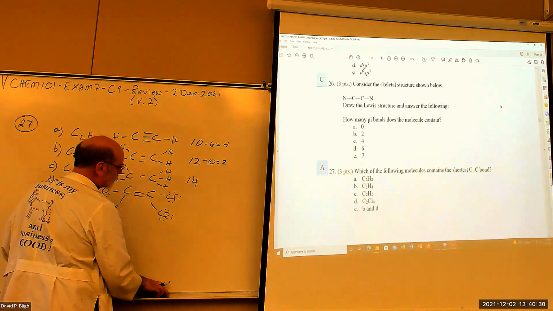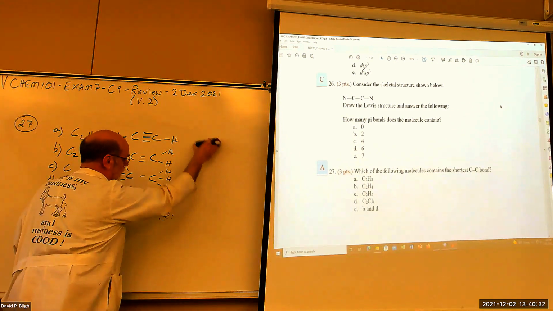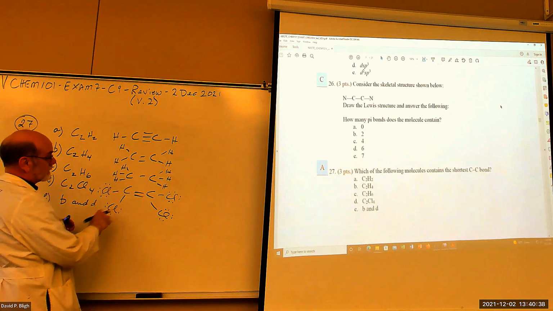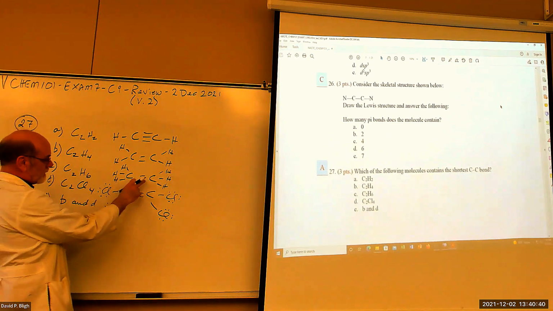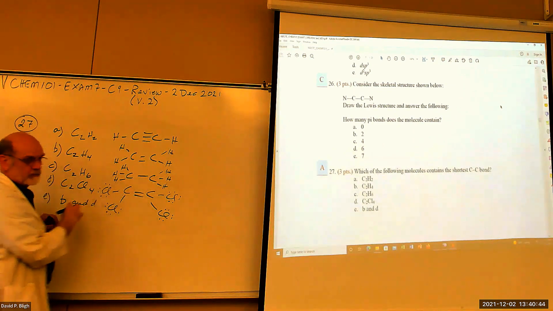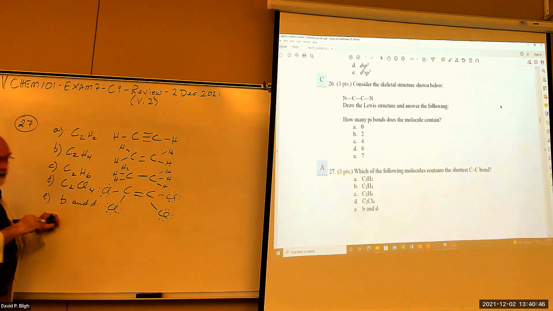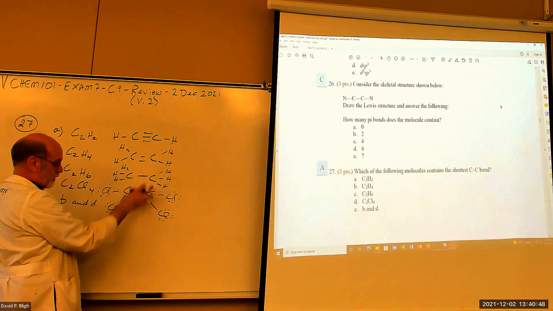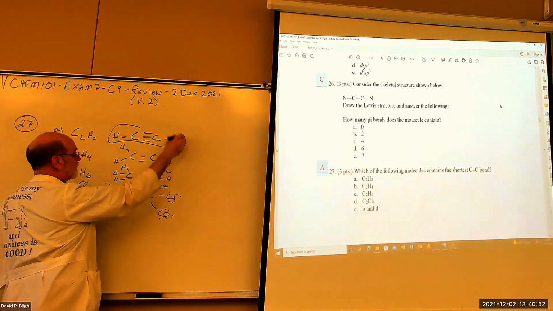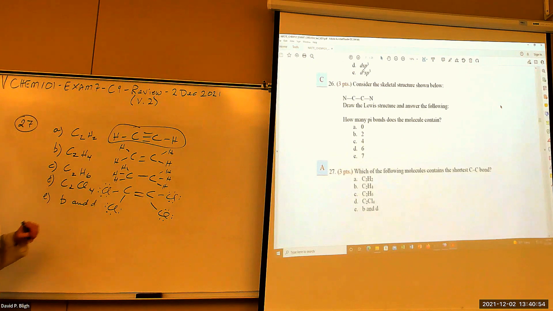Okay, now we have to answer the question, which contains the shortest carbon-carbon bond? Okay. Well, we know that this is going to be the longest carbon bond because it's a single bond. This one will be shorter, that one will be shorter than this one. This one will be the shortest because it's a triple bond.